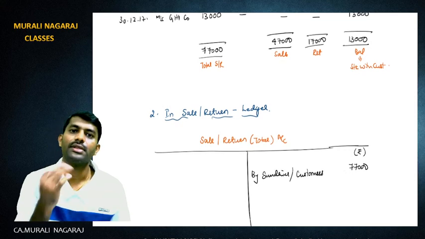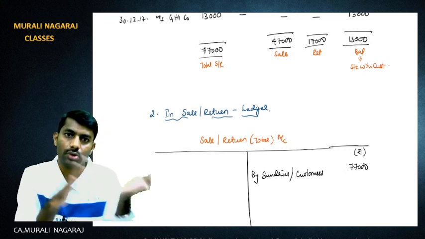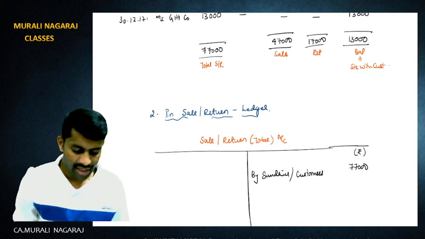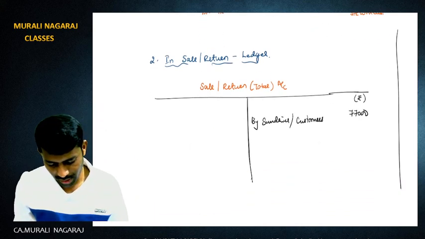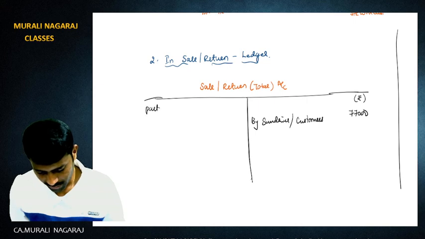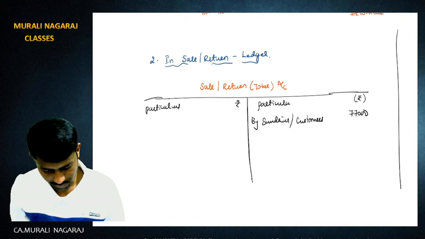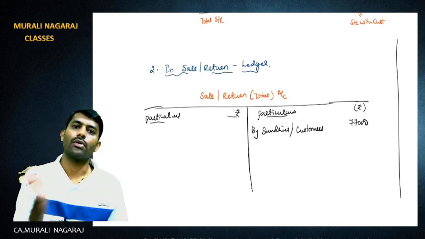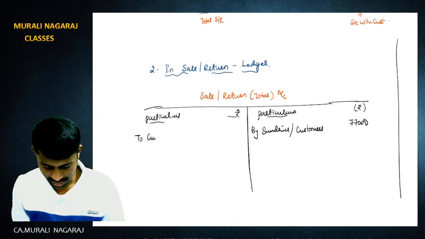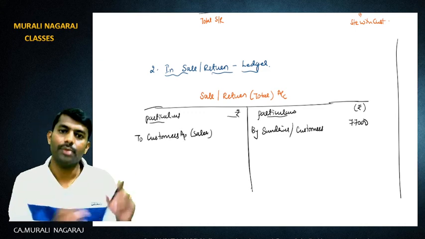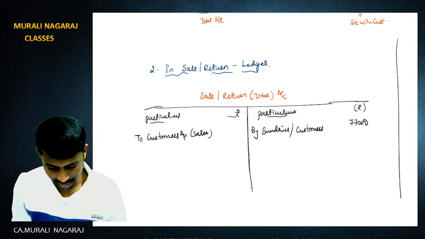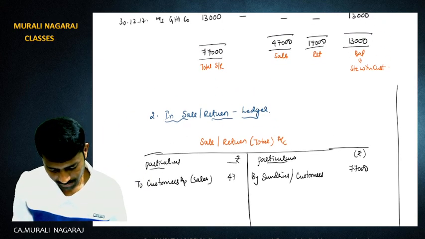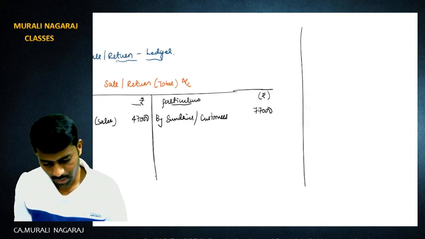Correct? Then whenever the goods are sold or returned, we will reverse from sale or return. So for that in main ledger entry will come. So here sales, particulars, amount, particulars, amount. Correct? So for the sales entry, sale or return account debit to customers account. So here is sales. So here from sale or return we have cancelled. In main ledger we will pass the entry. So amount is here 47,000. Correct?